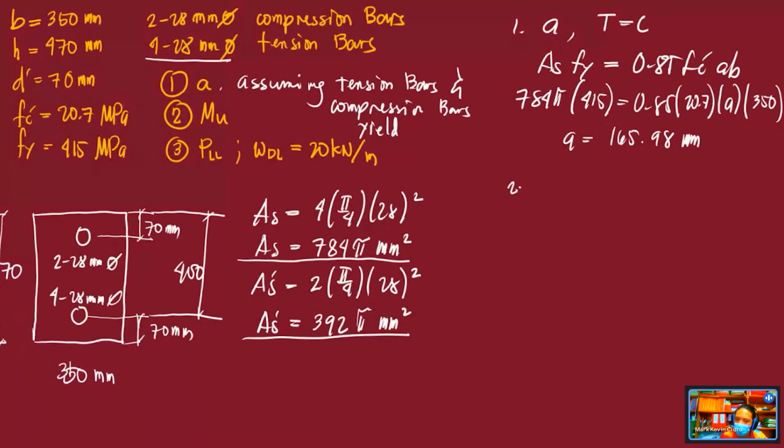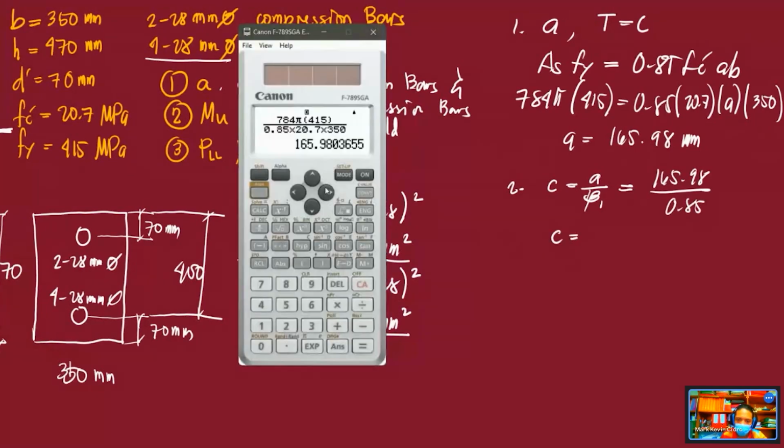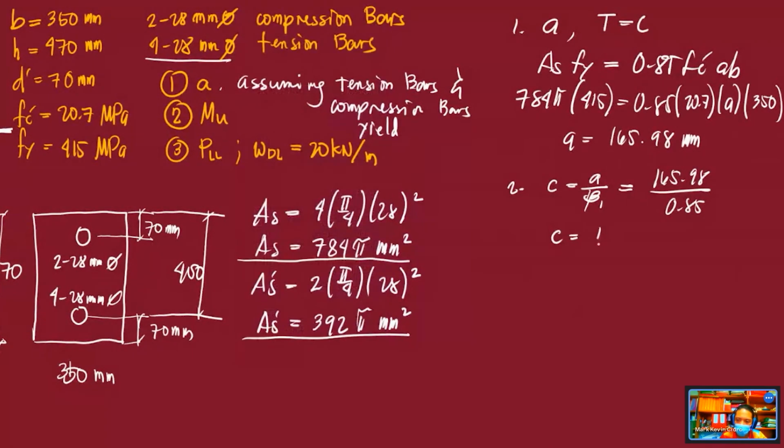Step number 2, we check if indeed our assumptions are correct. How do we check? We solve for c. c is equal to a over beta 1. The beta 1 we will use is 0.85 because the value of fc prime is less than 28. So this is equal to 165.98 over 0.85. What's the value of your c? This is in mm.